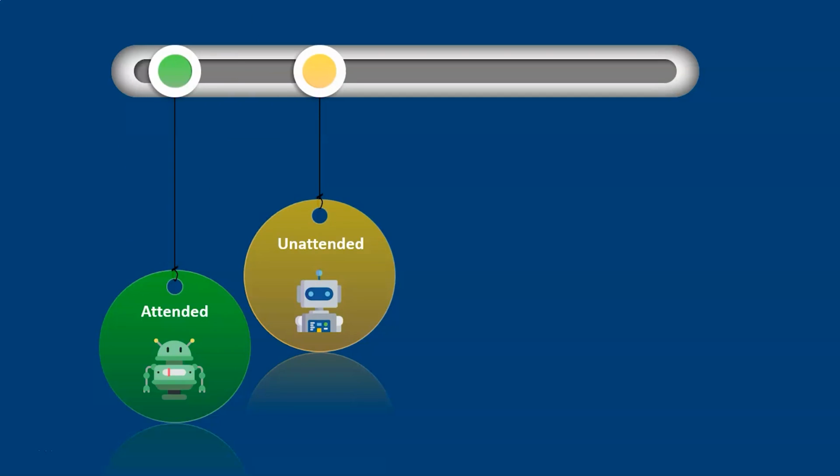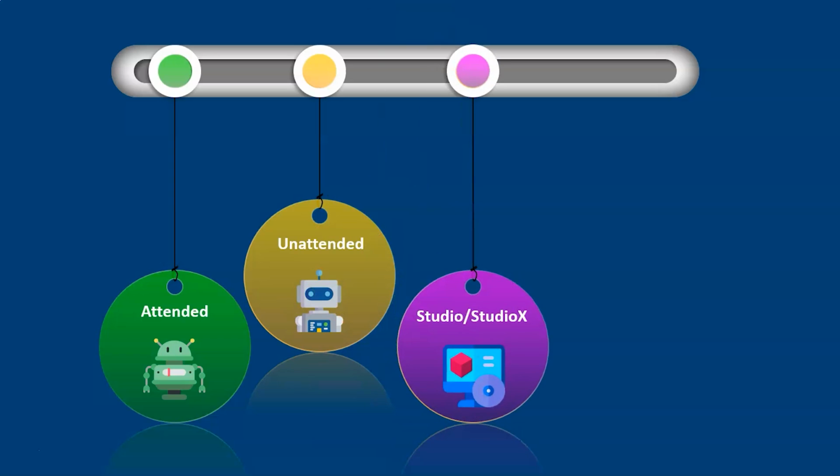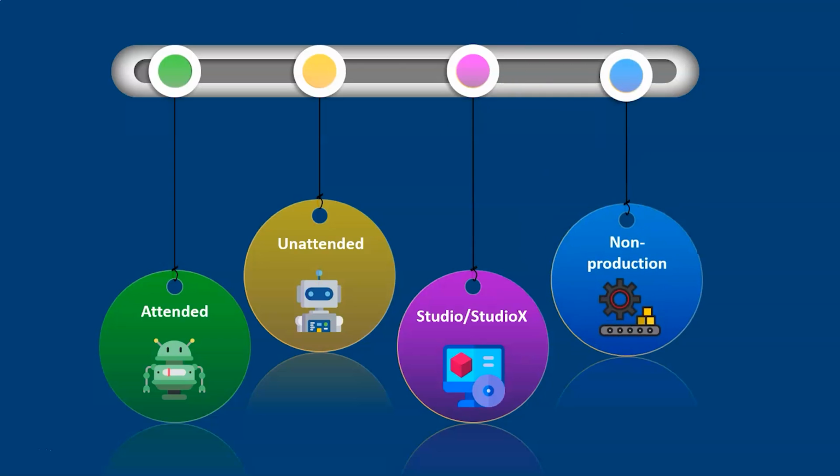Unattended. In virtual environments, robots can run unattended and automate a variety of processes. The Orchestrator is in charge of remote execution, control, scheduling, and support for work queues in addition to the attended robot capabilities. Studio or Studio X. They have unattended robot capabilities, but it should only be used to connect your Studio or Studio X to the Orchestrator for creation purposes. Non-production. Robots are similar to unattended robots, but they can only be used for research and development. Attended, unattended, non-production, Studio, and Studio X robots can all be operated from a single location.